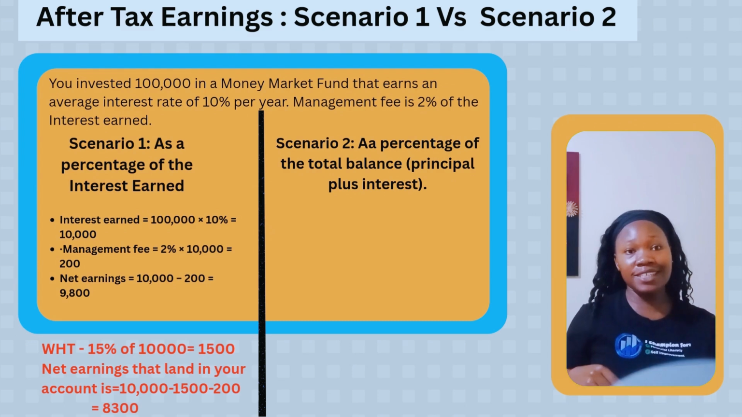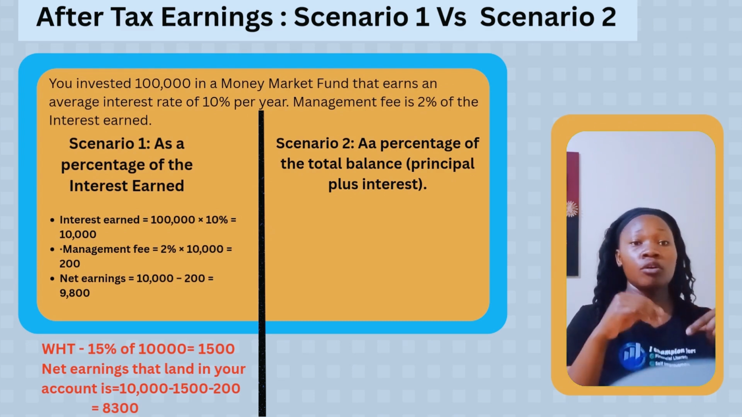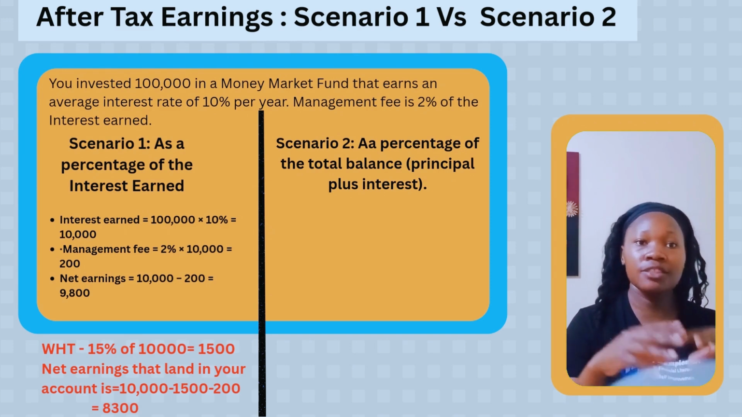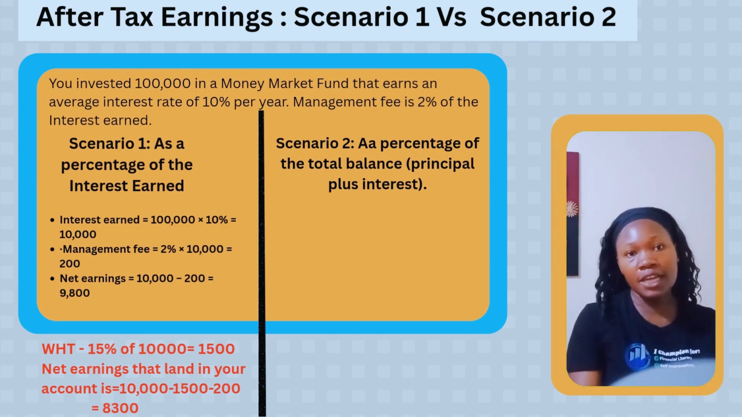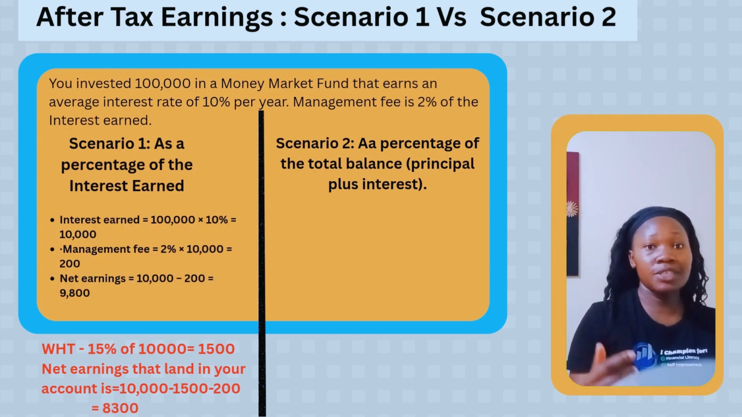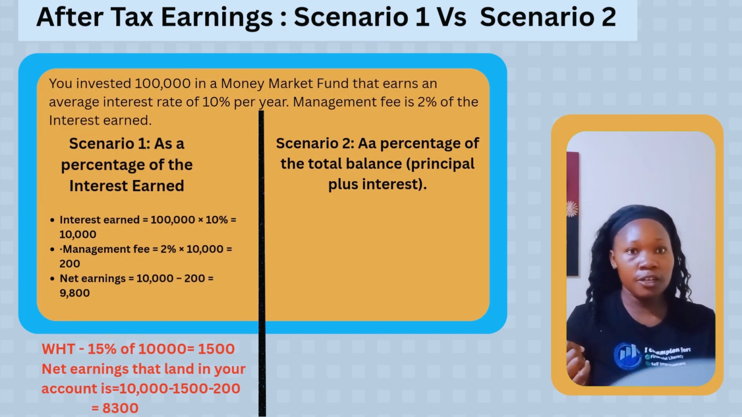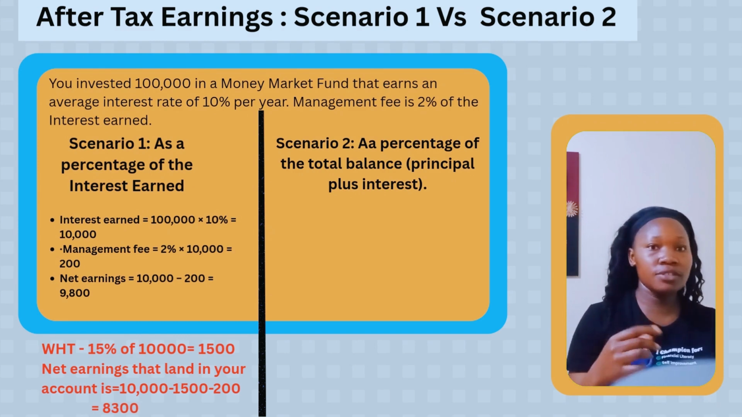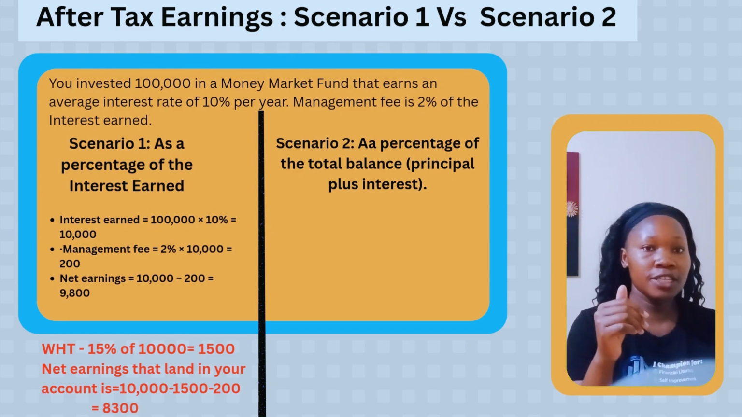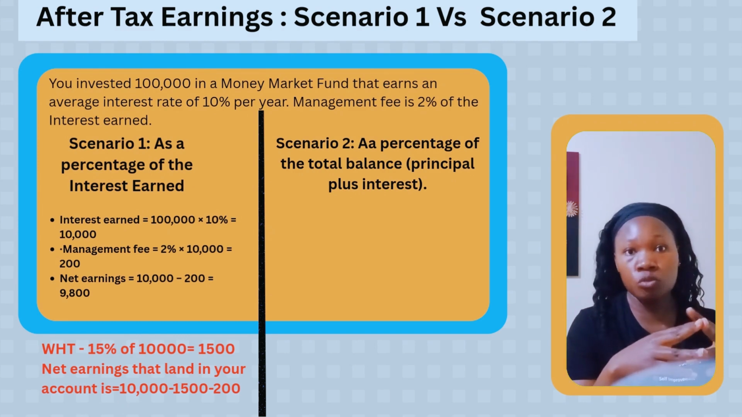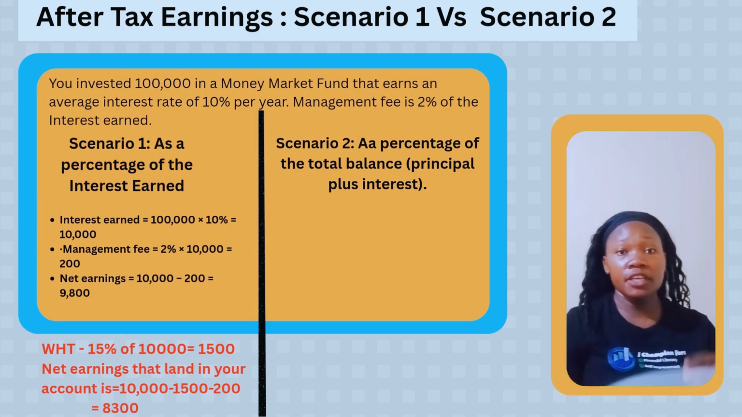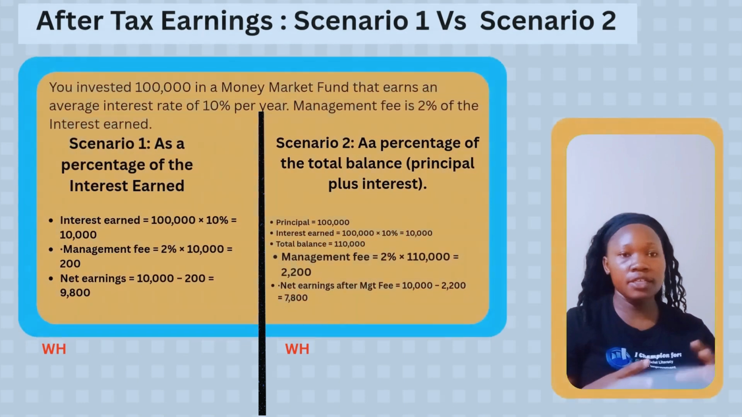When we apply taxation, let's say the withholding tax at 15% of the interest earned, that will be 15% of the 10,000, which is 1,500. So your net earnings that land into your account will be 10,000 minus 1,500 minus 200 to get 8,300.